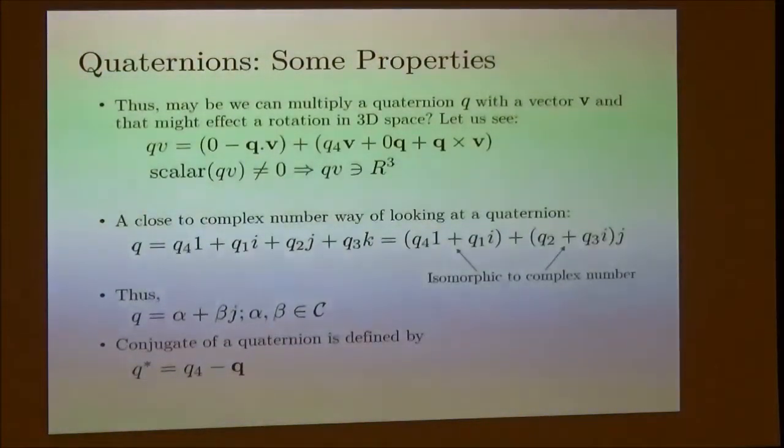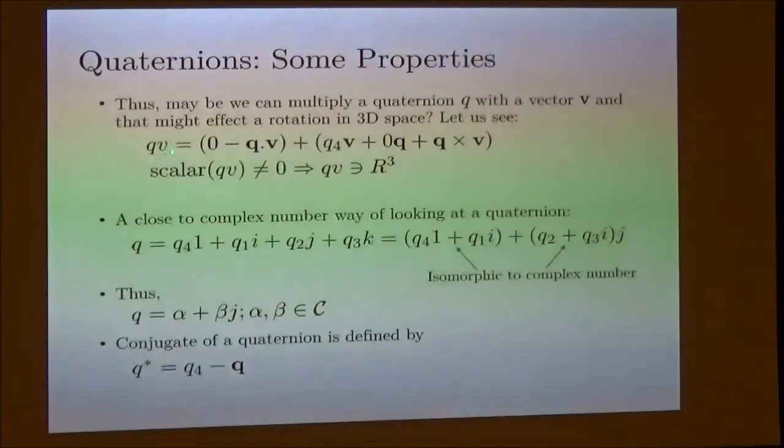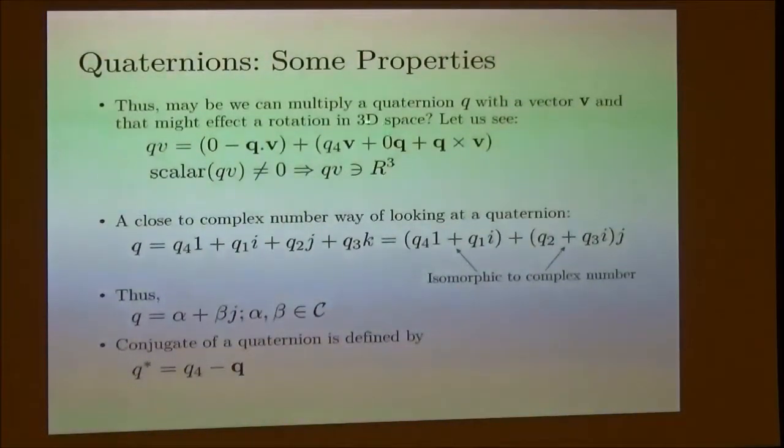Okay, so now we have a quaternion. The idea is that we use it for the 3D vector representation. So let's see if we can do that. Let's take a quaternion, Q, and let's take a vector V, which is a 3D vector, and try to multiply them, see what we get. If you multiply Q with V, where Q is a quaternion and V is a 3D vector, this term is going to be zero because the scalar part of V is zero, so we get minus Q dot V, plus a bunch of other terms, which we don't need to pay attention to.